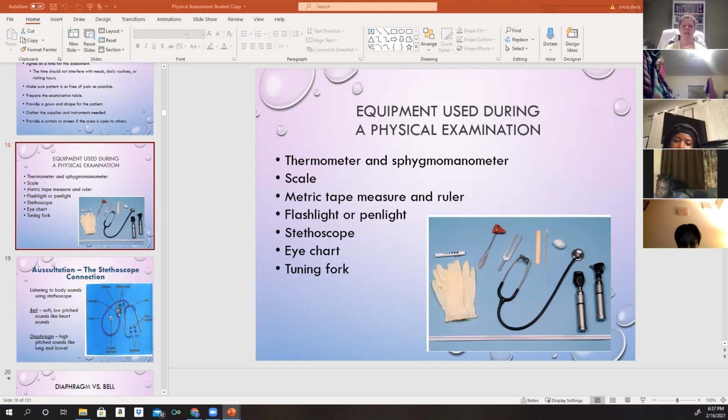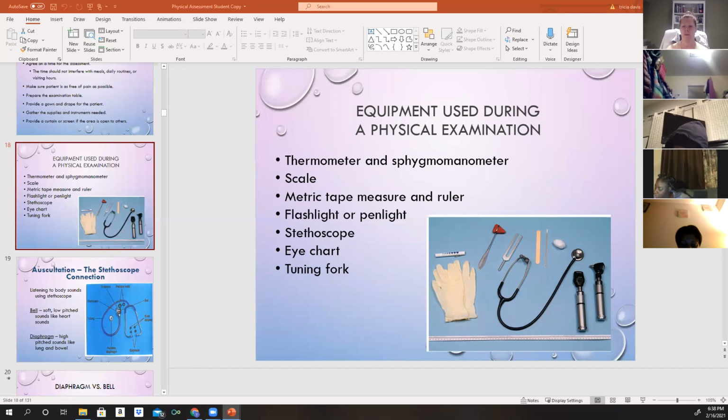An eye chart. We don't do that in the hospital setting. If they have issues with their eyes, we send them to the vision center. I've never, ever done a vision test on a patient. We're going to talk about how to do it. You might do this in the primary care office setting, but as nurses in the hospital setting, you're not doing that.